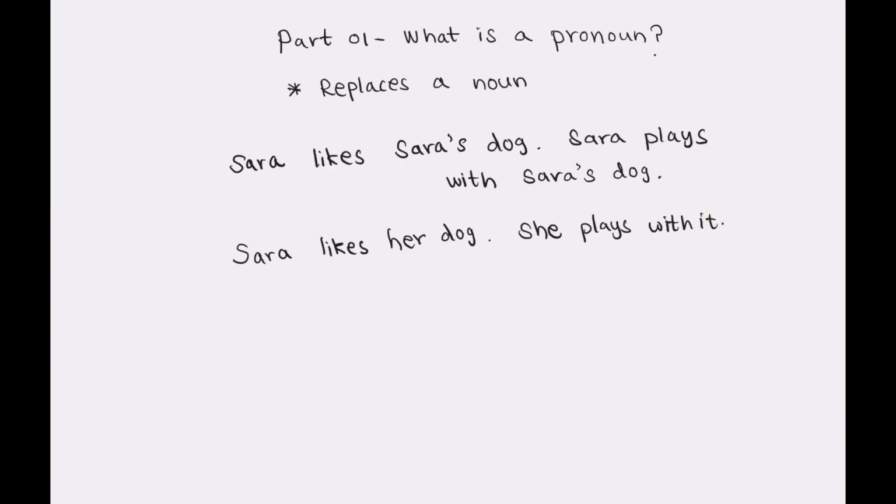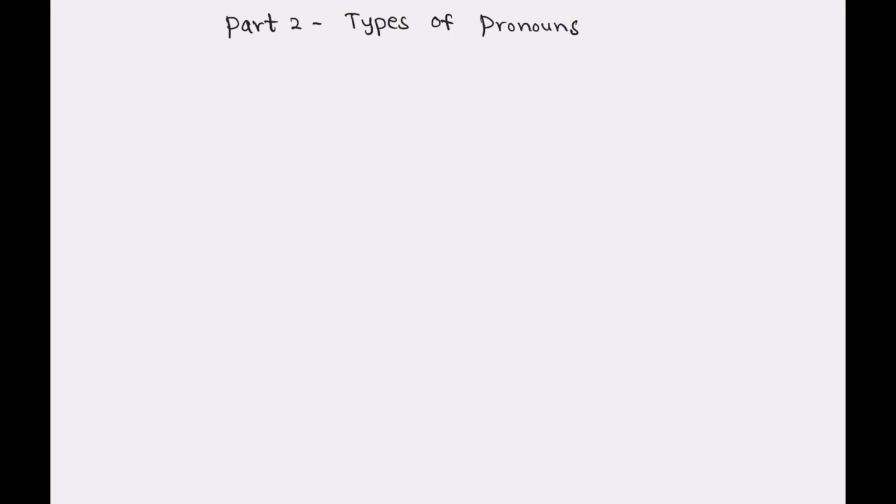Instead of Sarah's dog, we can say her dog. Instead of repeating Sarah, we can use she. Instead of Sarah's dog, we can write it. See how the sentence flows better? That's the power of pronouns. We'll break pronouns into 6 main categories with definitions, examples, and practice.